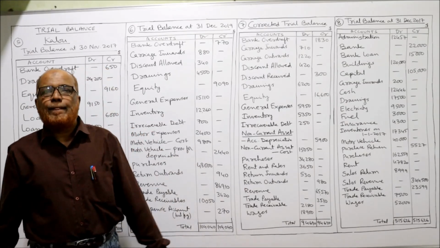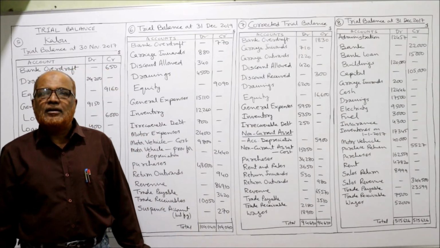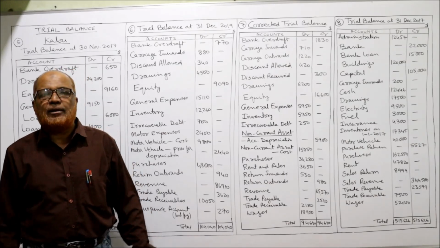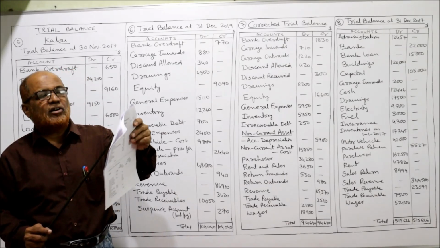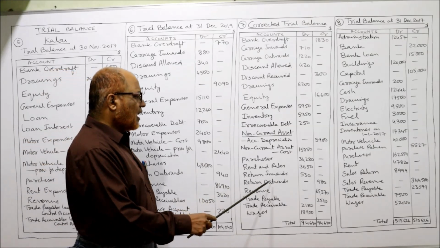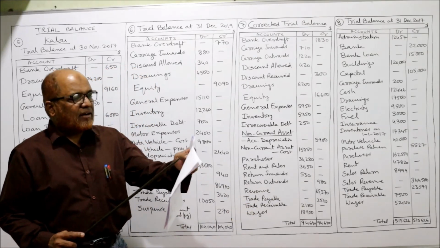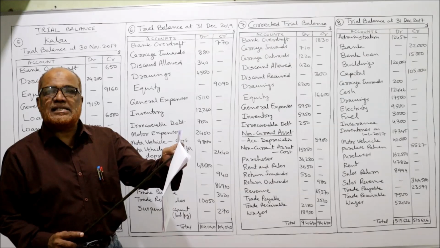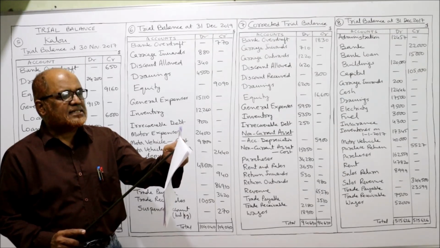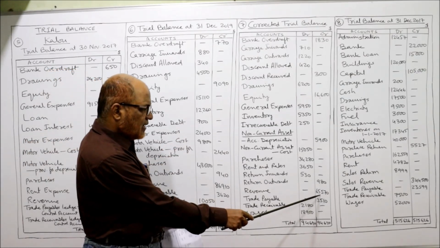Return outward means purchase return. It will be credit side. It should be taken on the credit side. So return outward, credit side 980. Revenue. Revenue is an income, sales. Revenue are the sales. Credit column 65,570.